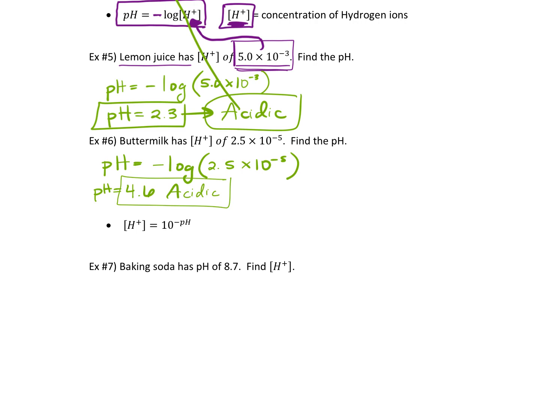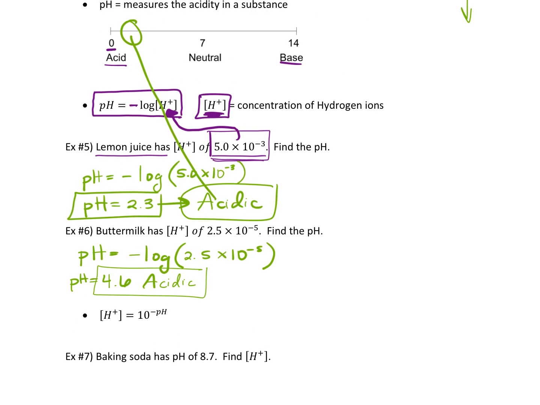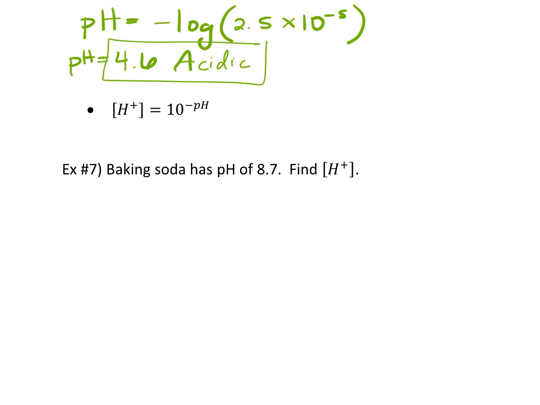Okay, one more formula, one more problem. If you have to find the concentration of hydrogen ions, first of all, what format do you think your answer is going to be in? Scientific notation, right? They tell us up here the concentration of hydrogen ions in scientific notation. So if you have to find it, you need to put it into scientific notation, okay? This says baking soda has a pH of 8.7. Find the concentration of hydrogen ions. Here's the formula. The concentration of hydrogen ions is 10 to the negative pH, okay?